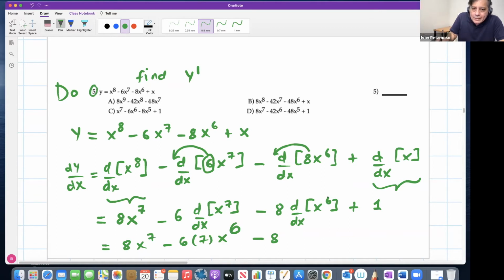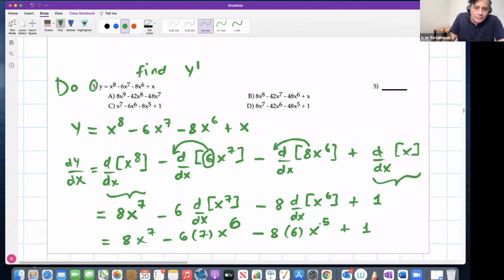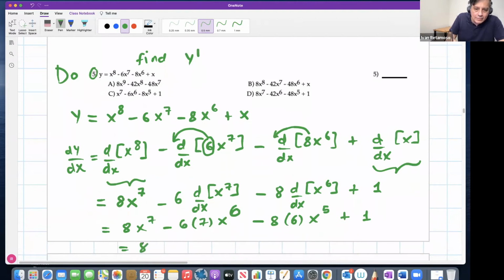Minus 8. Derivative of x to the 6, remember, by the power rule, 6 comes down up front, and what stays as exponent is 1 less than 6, 5. Plus this number 1, the derivative of the identity function, right? And finally, putting everything together, this should be 8x to the 7 minus 6 times 7, 42, x to the 6 power, minus 8 times 6, 48, x to the 5th power, plus 1.